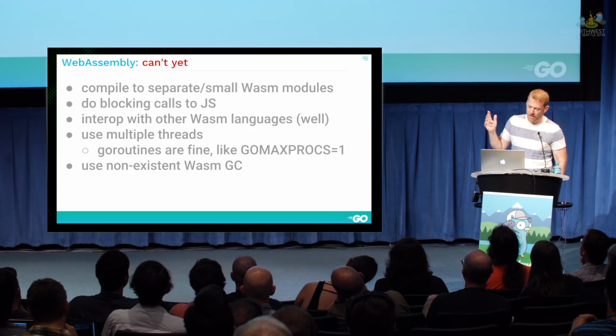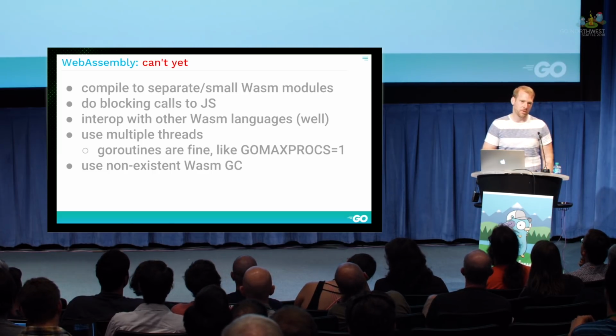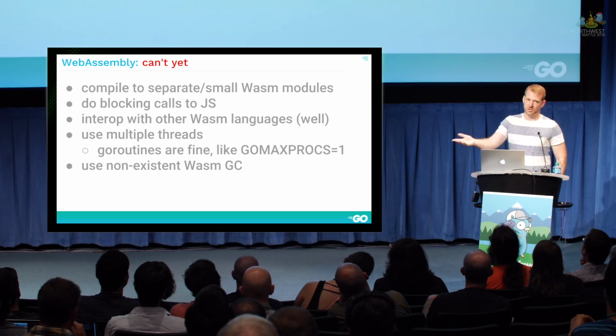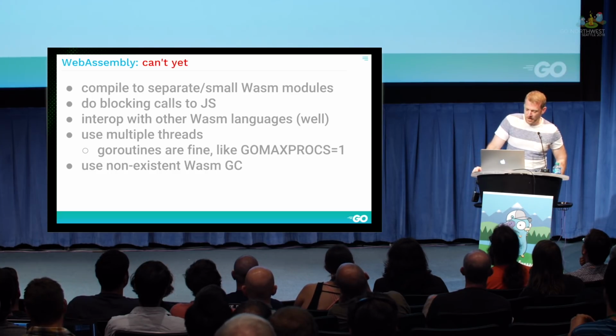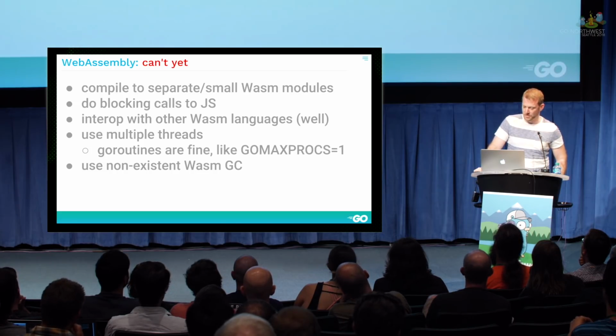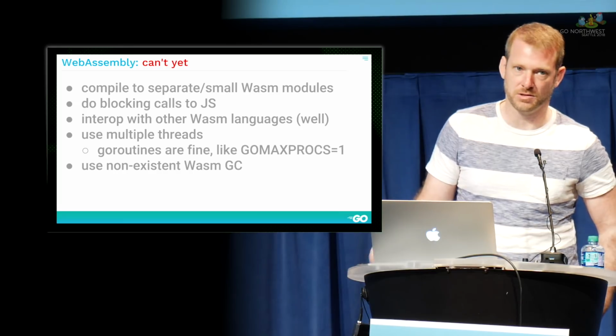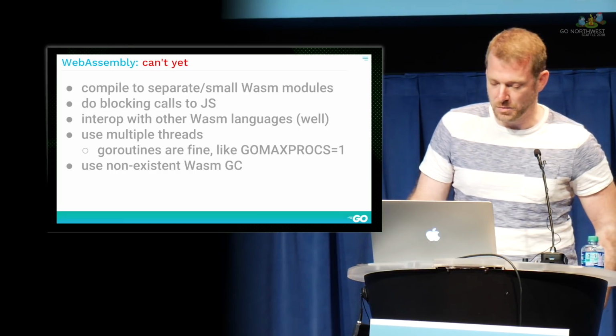There are no threads. We use our own garbage collector rather than the one that doesn't exist in WebAssembly yet, but there's a proposal to maybe add one. So right now we have to ship our garbage collector. You can't have multiple threads because you can't do this really in JavaScript or WebAssembly either. So you can use goroutines, but it's kind of like the old school days where you ran GOMAXPROCS=1 and it's all just kind of shoved onto one CPU.